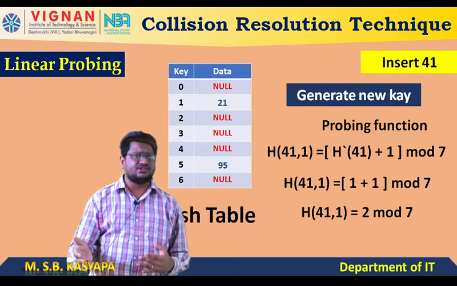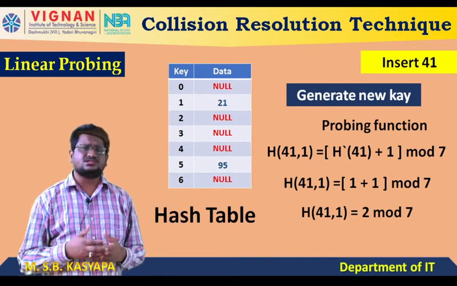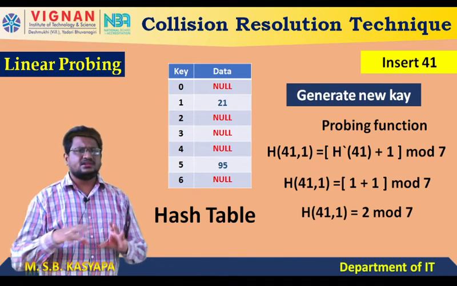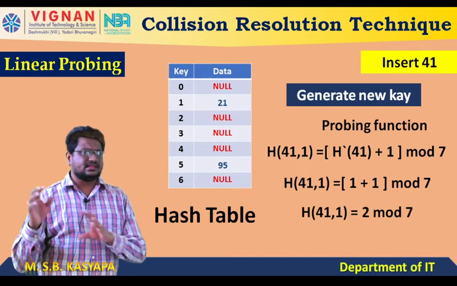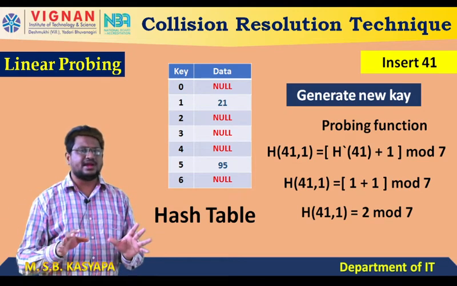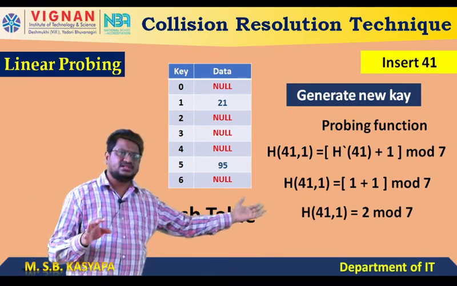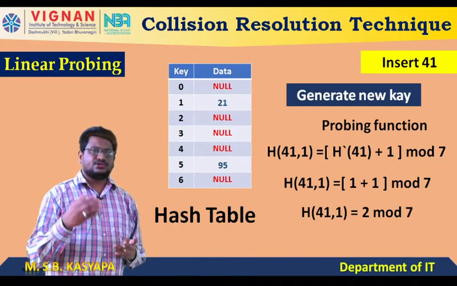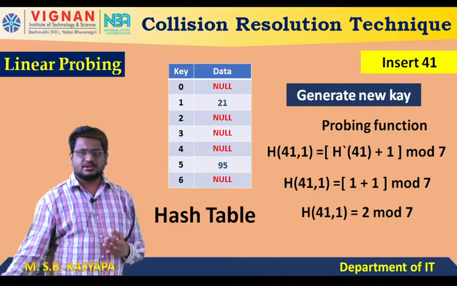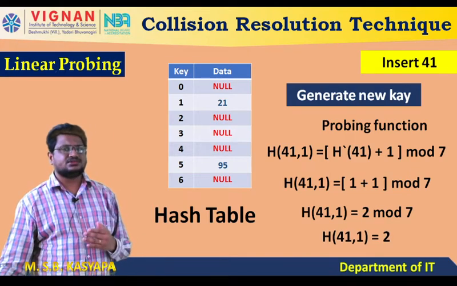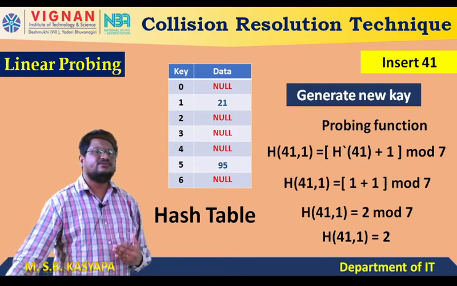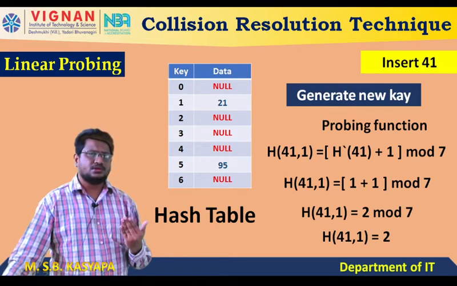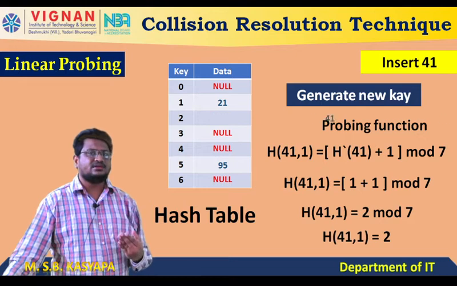So, what is modulo here? Modulo also works like percentile: the output is nothing but the remainder of the division. If you divide 2 by 7, the remainder is 2, am I right? The remainder is 2, so the new key is 2. Now I have generated a new key 2, so I can store a value at the second place.